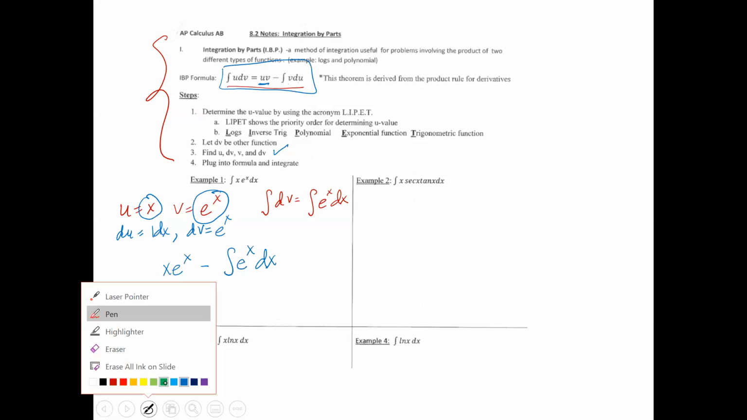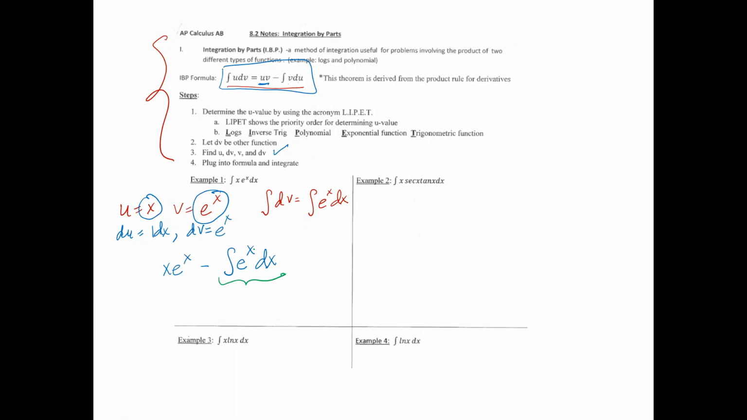So looking at this part, what is the integral of e to the x? Well, the integral of e to the x is just e to the x. So then my answer in this situation is x e to the x plus c. Or if you would like to factor the e to the x out, you can have e to the x times (x minus 1) plus c. And that is your answer. And that's integration by parts.